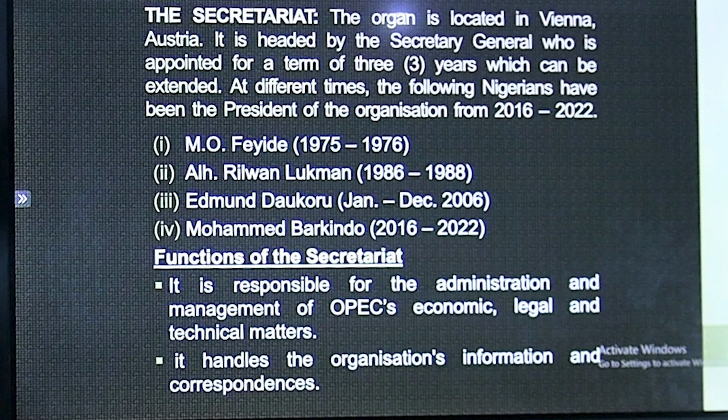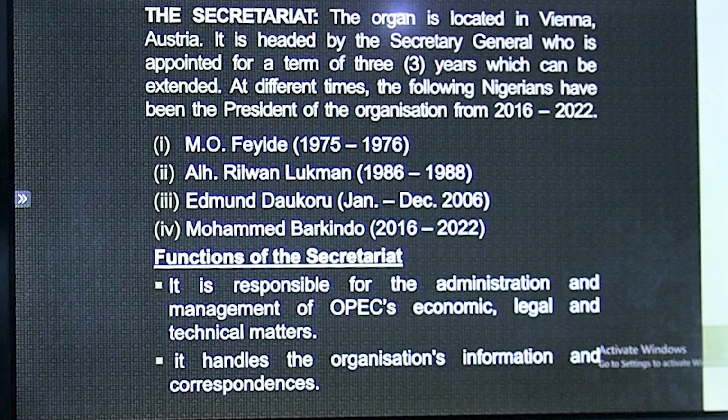That's on that. We now go to the Secretariat as one of the basic and important organs of OPEC. As the name suggests, the Secretariat is the main office that runs the affairs of OPEC in terms of administrative matters. It is located in Vienna, Austria, headed by the Secretary General, who is appointed for a time of 3 years, which can be extended depending on the decision of the conference and his level of performance.